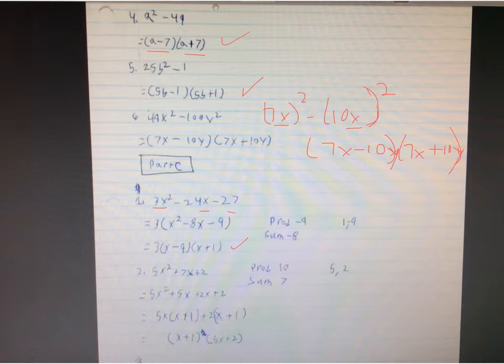So where you're still using the sum and product, you're just doing it in a little bit different fashion because the first term coefficient is greater than 1. So you're doing a great job on that, and you factored that perfectly. You can always check to make sure that your answer is right by multiplying out those binomials and expanding it to see if you get the original trinomial in the question.